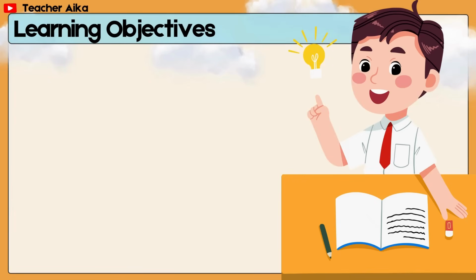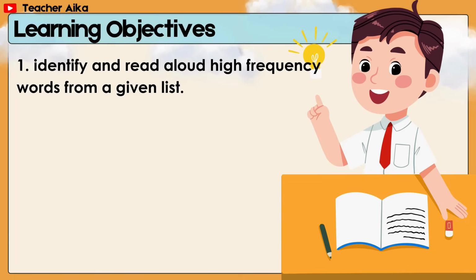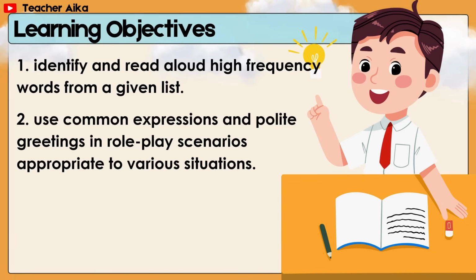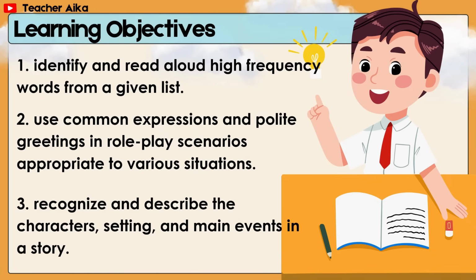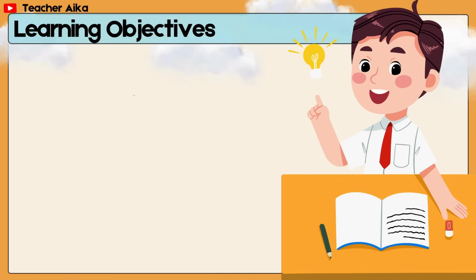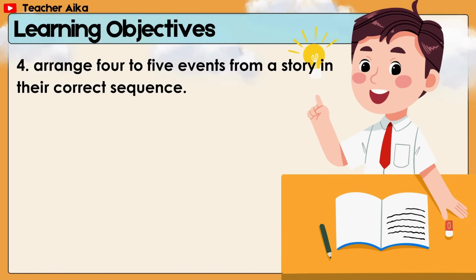Learning objectives. 1. Identify and read aloud high-frequency words from a given list. 2. Use common expressions and polite greetings in role-play scenarios appropriate to various situations. 3. Recognize and describe the characters, setting, and main events in a story. 4. Arrange 4 to 5 events from a story in their correct sequence.